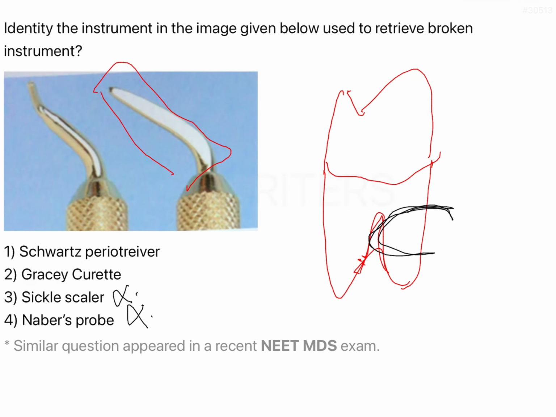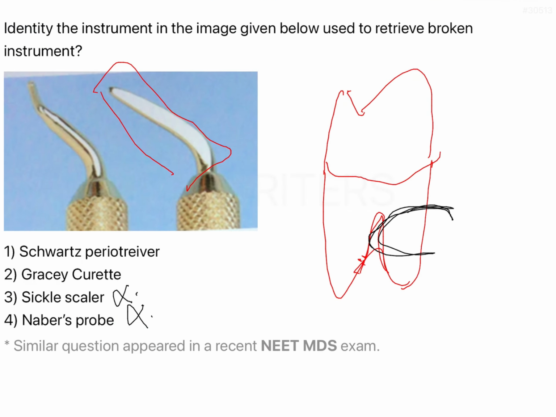Third one is a Gracey curette. Curettes are of two types. One, you have universal curettes, and then you have Gracey curettes. Gracey curettes are also called area specific curettes. You need to know a little more in depth about Gracey curettes, because this is something that has been continuously asked in AIIMS and INI-CET exams in the past. They have been continuously asking a lot about Gracey curettes. So you need to know about them.